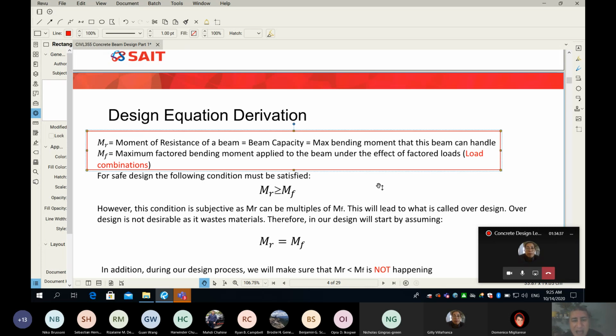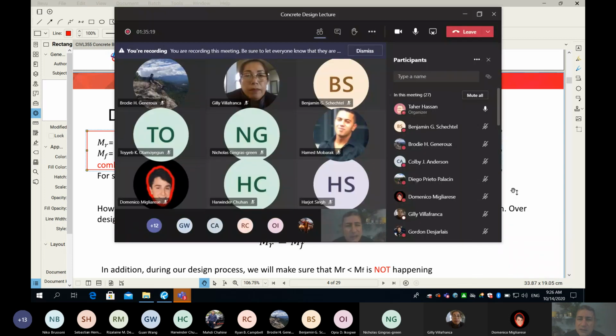Now, what's M_f? M_f is the maximum factored bending moment applied to your beam under the effect of factored load. Where do we get this one? We have to make load combinations, just like what we did in SAFI. Very, very important, guys. People are confused and don't know the difference between M_r and M_f. M_r is the beam capacity, regardless of the applied moment. It can be a banana, or a bridge, or anything, like load trucks. However, M_f is the acting bending moment under factored load from different load combinations. If you follow, please show your hands quickly.